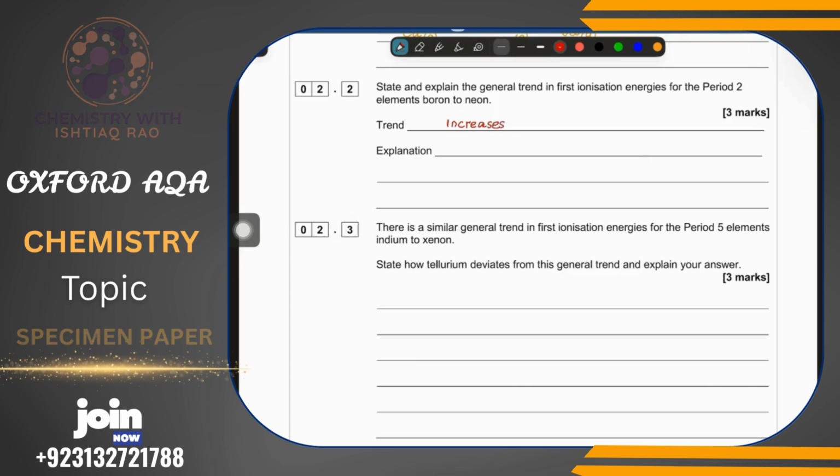And what should I explain? It's of 3 marks. You said size decreases? Yep, the size decreases. That's why ionization energy is going to increase. And why does the size decrease? Because the attraction between the nucleus and the electrons increases, yeah? That's why. Good. Okay, that's 1 mark.